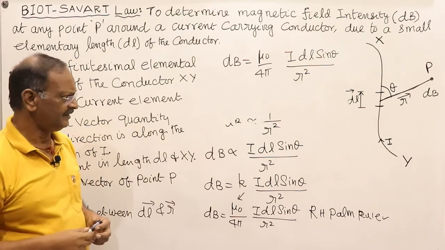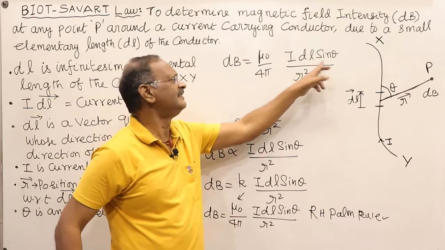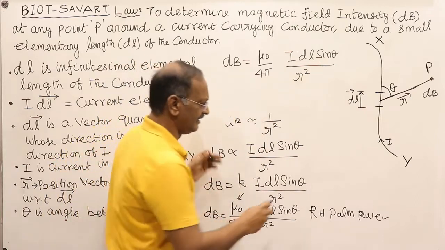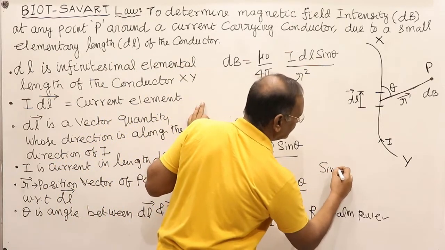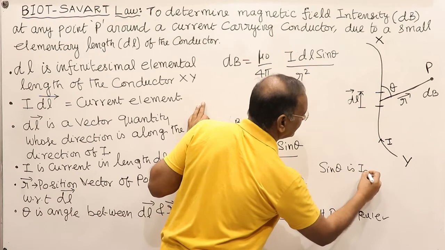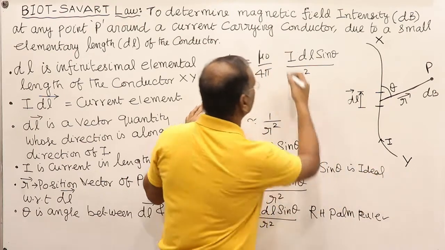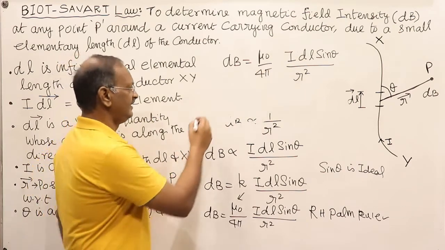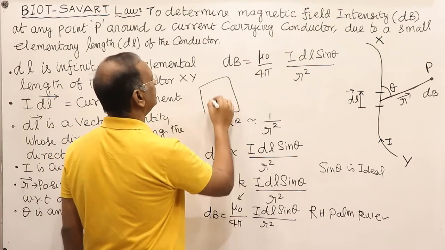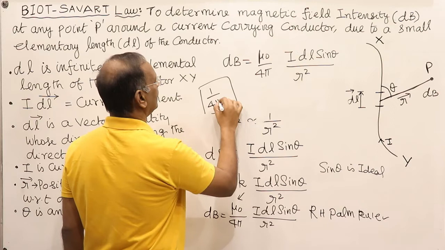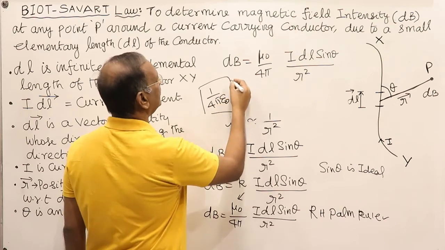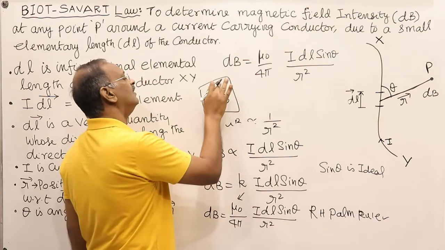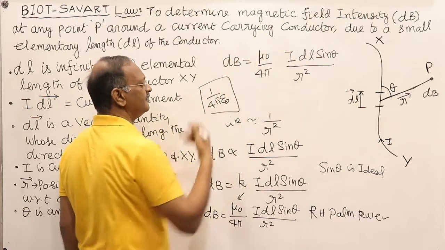So we can simply use this word. Sin theta is ideal. That is, we can write sin theta is ideal. Remember this, you will get this formula, mu naught by 4 pi. See, in electrostatics we use 1 by 4 pi epsilon naught. Here this epsilon naught will go on the top and it will be converted into mu naught.